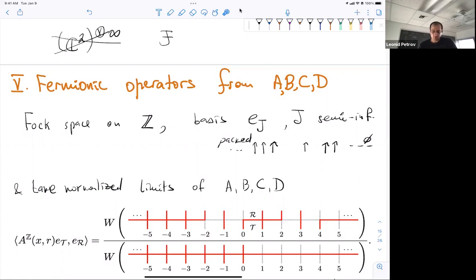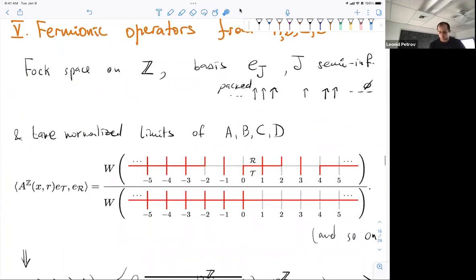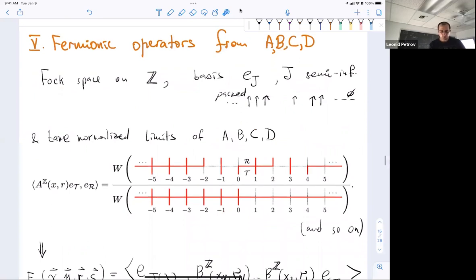So we don't even need Hilbert structure. We are going to be dealing with computations with matrix elements all the way. And for this Fock space, we're going to take normalized infinite volume limits of the ABCD operators. For example, let's look at one operator A. So A is going to be the action of the A operator as you would take it.